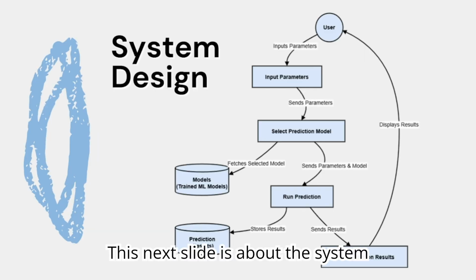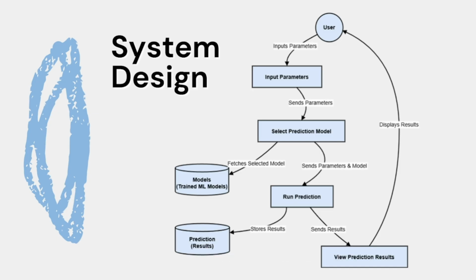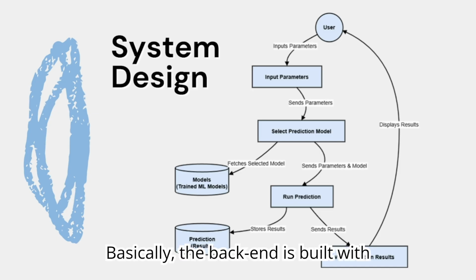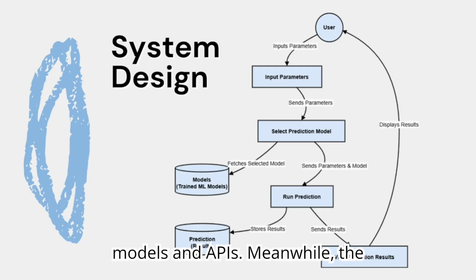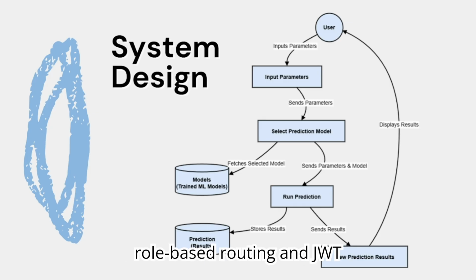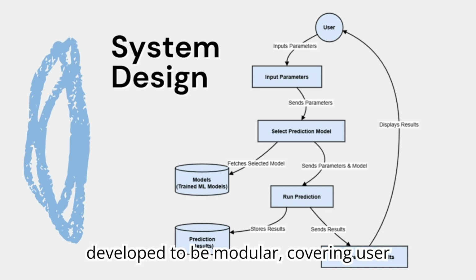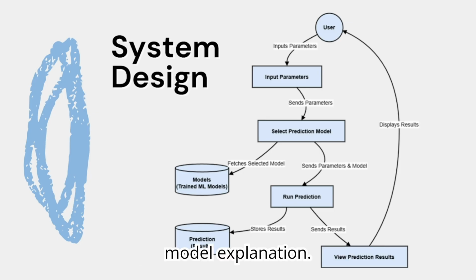This next slide is about the system design. The diagram shown is the overall architecture of the system. Basically, the back end is built with Python and Flask, hosting the trained models and APIs. Meanwhile, the front end is developed using React with role-based routing and JWT authentication. This system is developed to be modular, covering user management, prediction services, and model explanation.